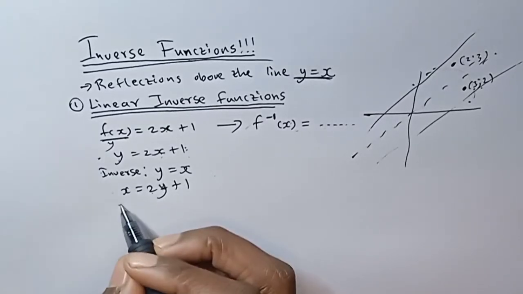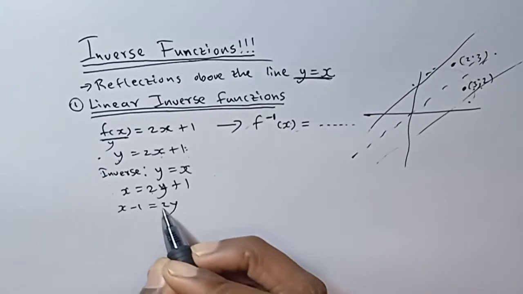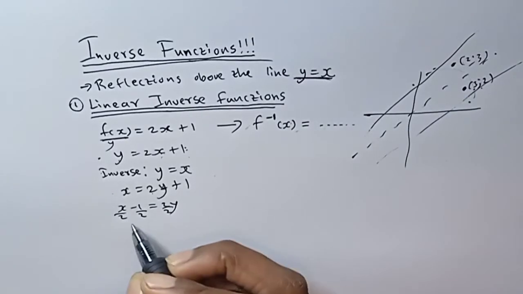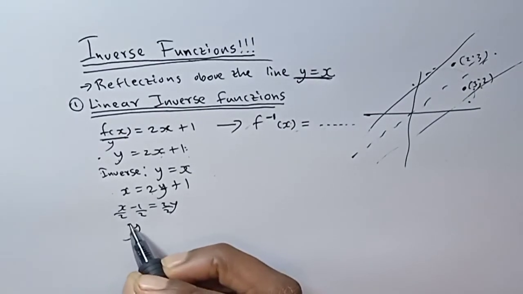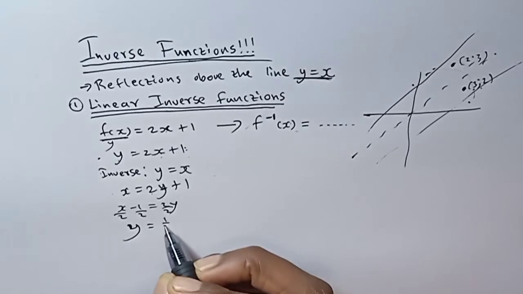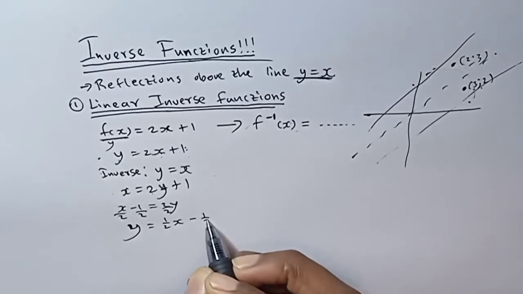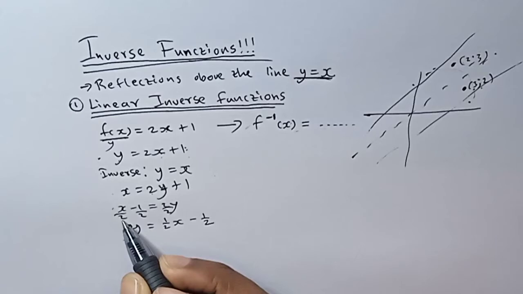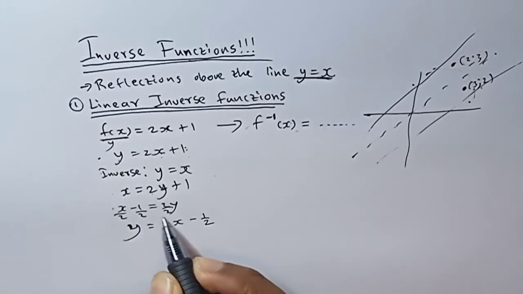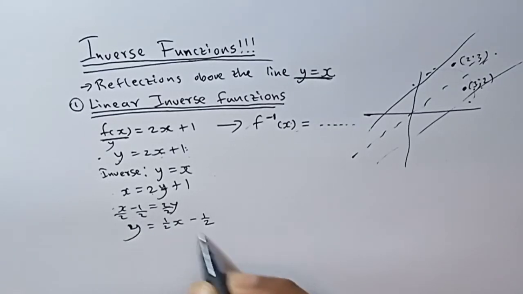So when I transpose, I will have x minus 1 equals 2y. I divide by 2, divide by 2, divide by 2. Then y is equal to what? Half of x minus 1 over 2. I say half of x because x over 2 is the same as half of x, so that I can get my gradient and my constant.